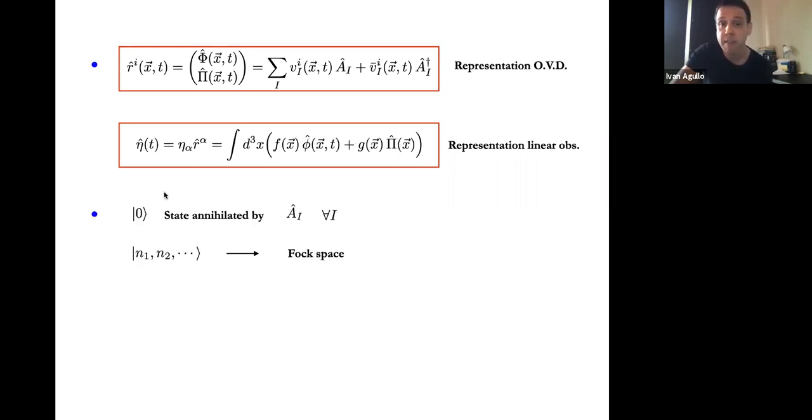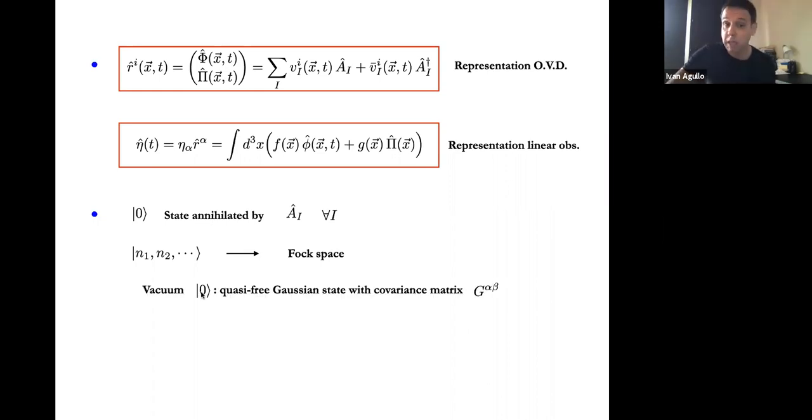From here, the vacuum state is the state annihilated by all the annihilation operators. And acting on it with the creation operators, I get number states, and they span the Fock space. Technically, they span a dense subspace of the Fock space, because remember, in infinite dimensions, we always need to Cauchy complete the vector space to have a Hilbert space. But these are mathematical details.